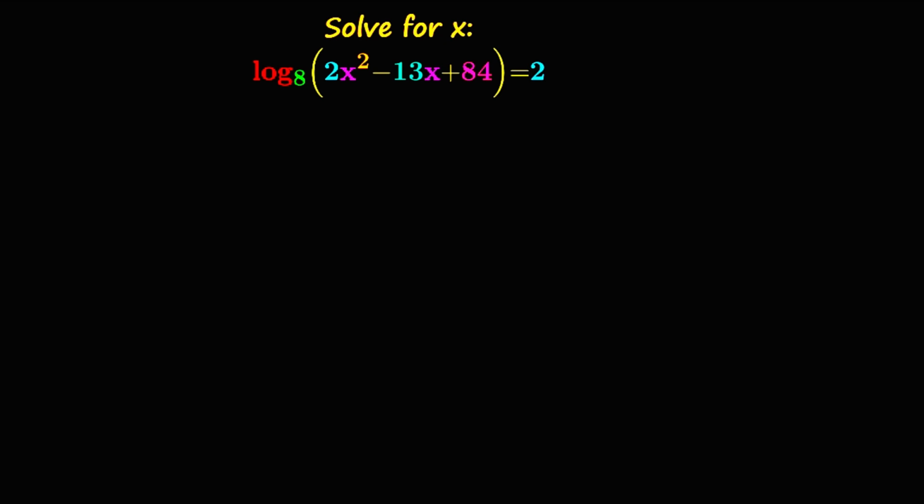Solve for x in log to base 8 of 2x squared minus 13x plus 84 is equal to 2.